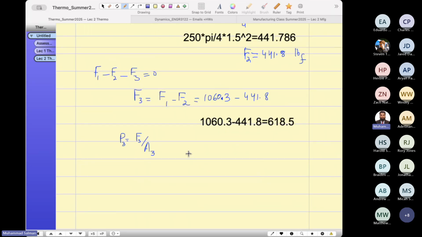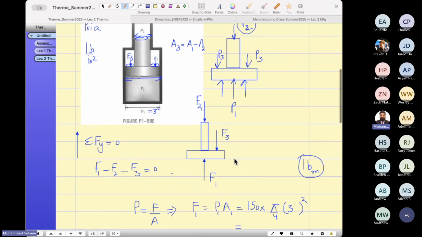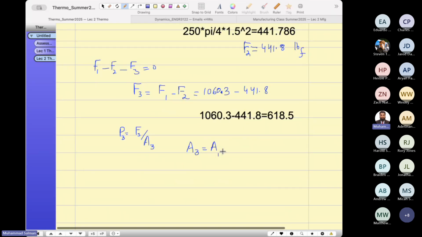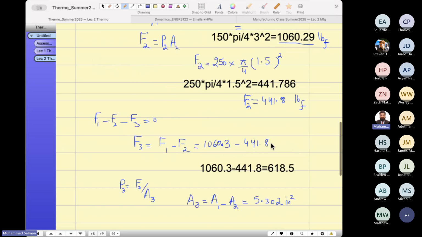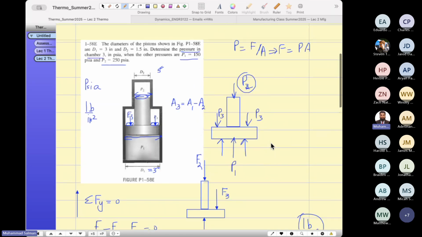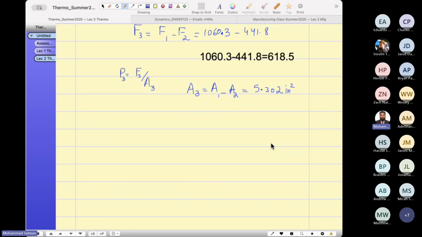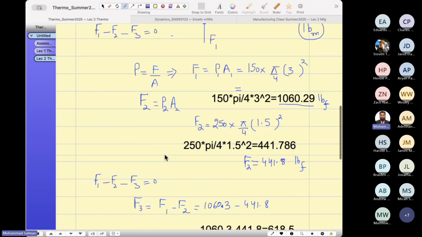So let's do the area 3. Area 3 equals A1 minus A2. And if you do it at home, you should be able to get about 5.302. To save time, I'm not going to solve each and every calculation. Is this okay with you? Please type in yes if I skip some of the subtraction or calculations to save time. That's good. Charles, Alex, Eduardo. Okay, thank you guys.